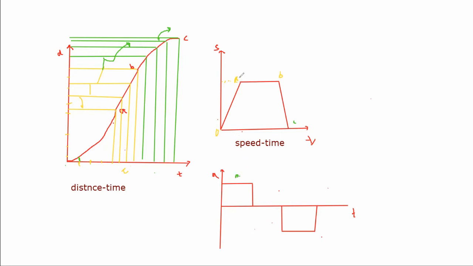It is not changing from A to B. So the acceleration in this part would be 0, and as the speed is decreasing from B to C, the acceleration would be negative in this part. So that's it for physics.